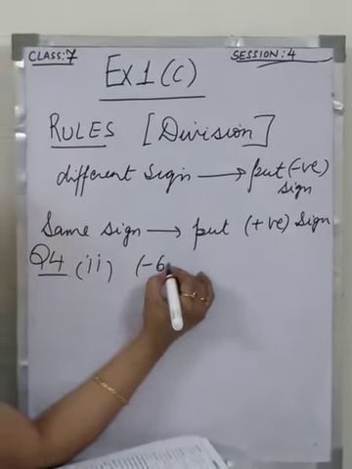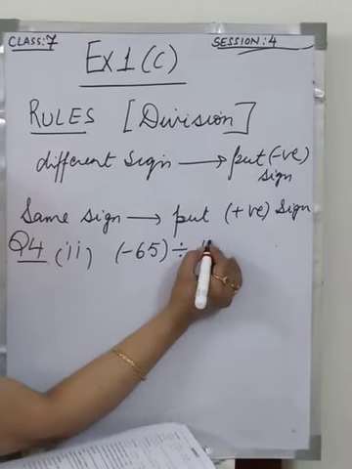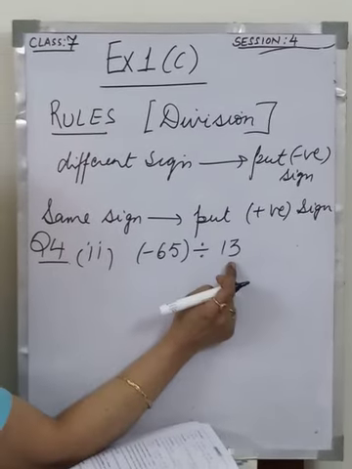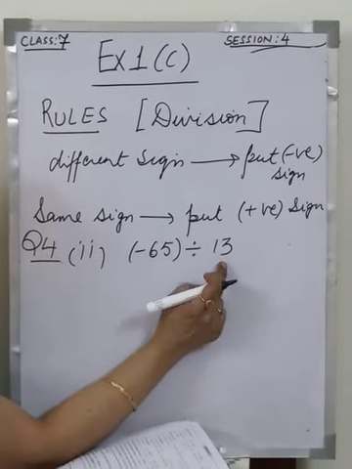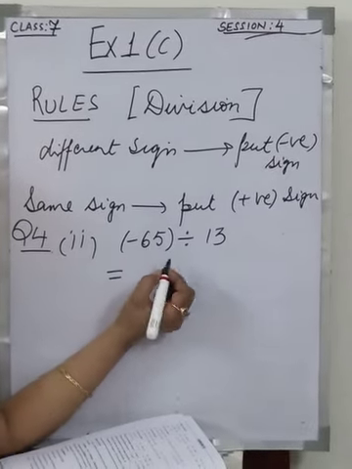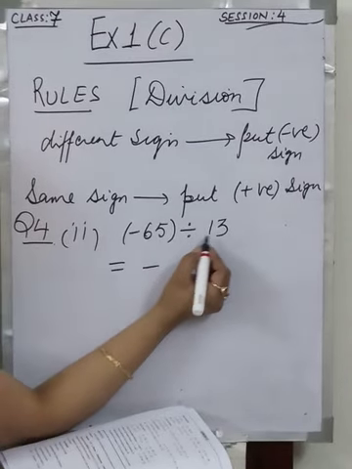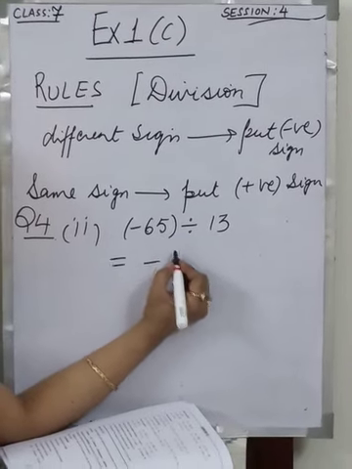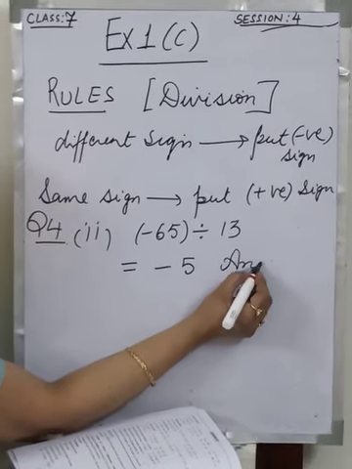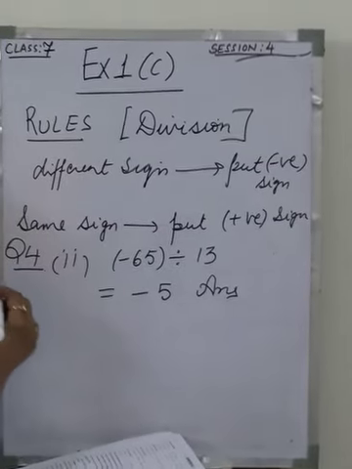Minus 65 divided by 13. See, 65 has negative, 13 has no sign, so it is positive. They two have a different sign. So on division, we put the sign of negative, and 13 5s are 65. So what is the answer? Minus 5 is the answer. Copy the rules in your fair copy.